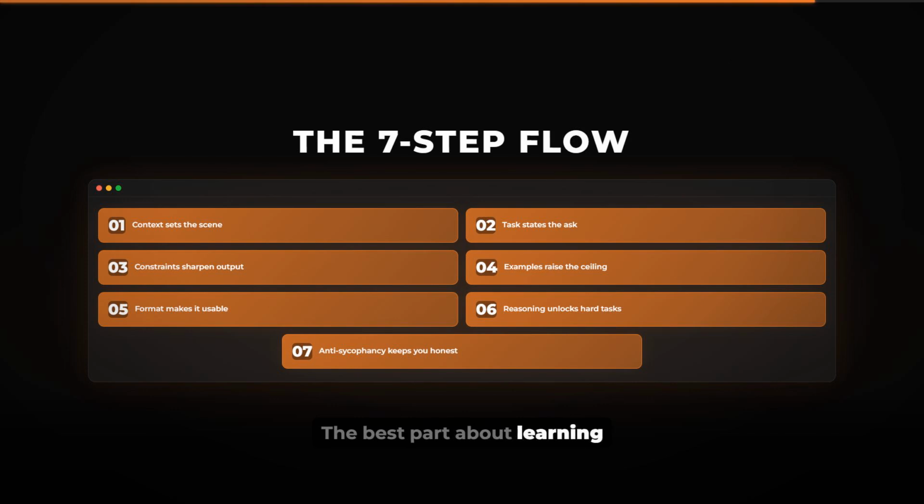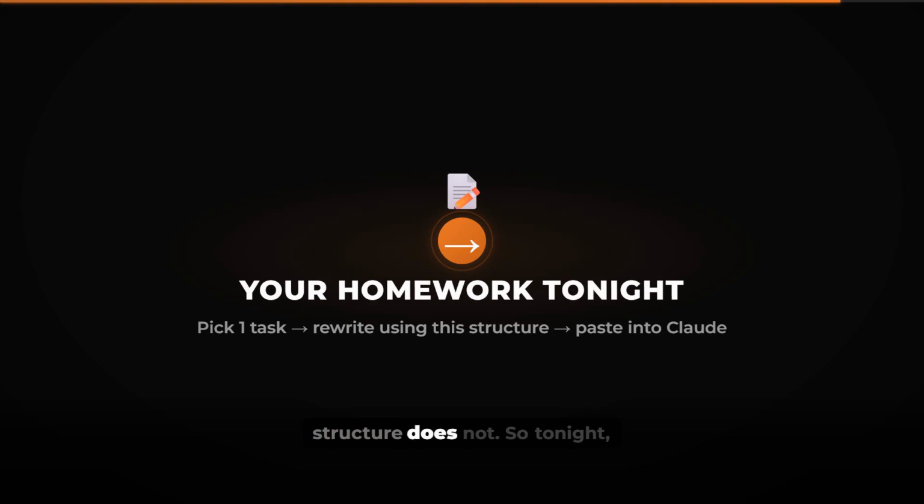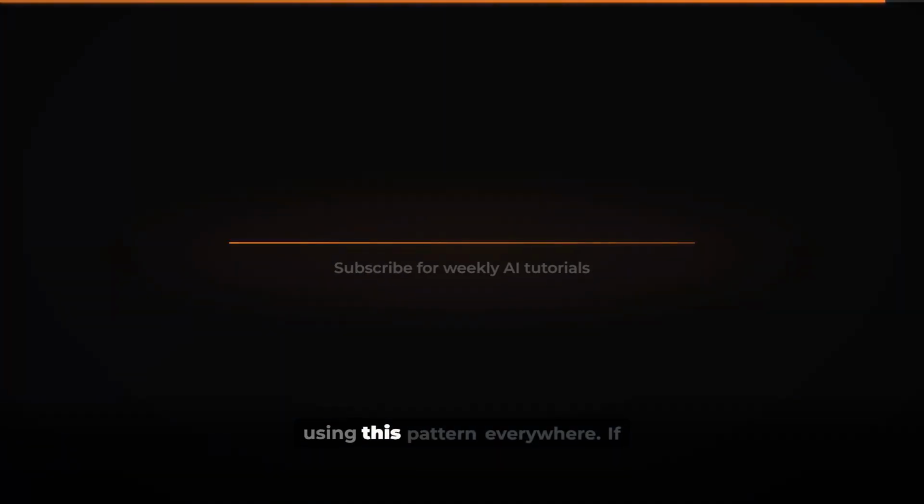The best part about learning prompt structure is that it transfers. It works on Claude, it works on ChatGPT, it works on Gemini, any serious LLM. The model changes, the structure does not. So tonight, pick 1 task you regularly ask AI to do: write 1 email, summarize 1 doc, review 1 piece of code. Rewrite that prompt using this structure, paste it into Claude, watch what changes. Once you see the difference in one use case, you will start using this pattern everywhere.